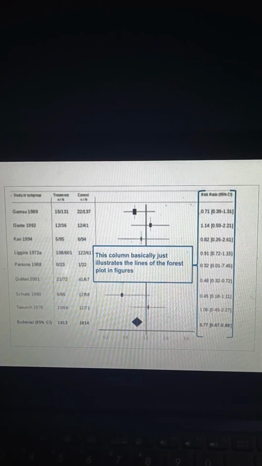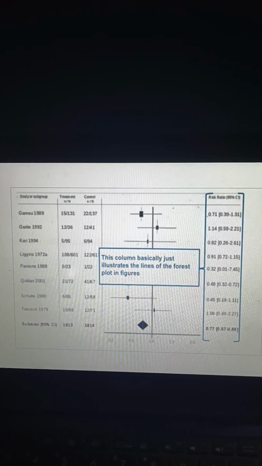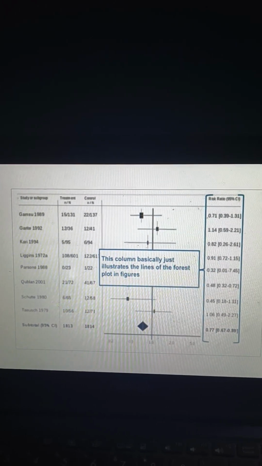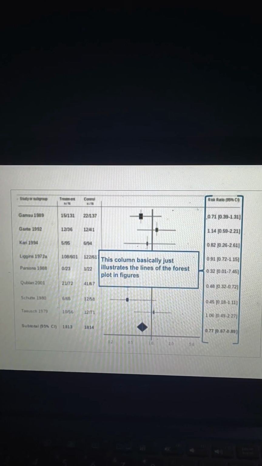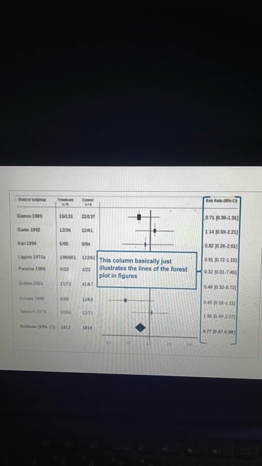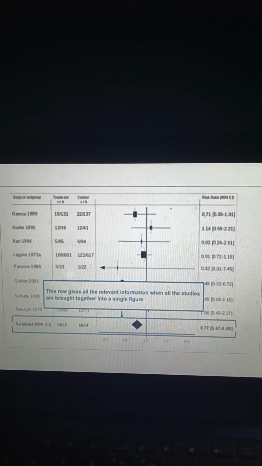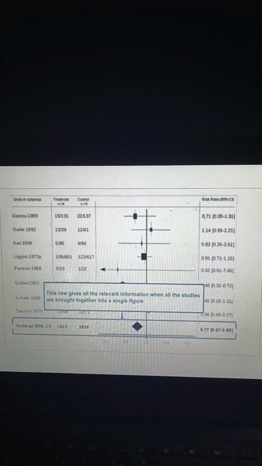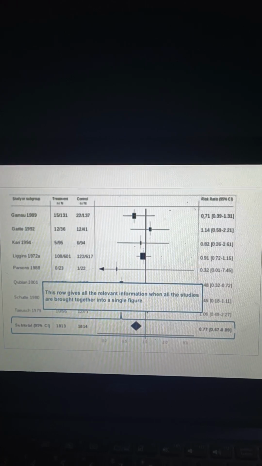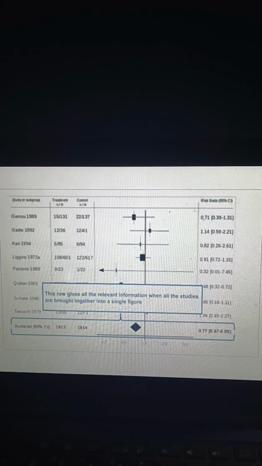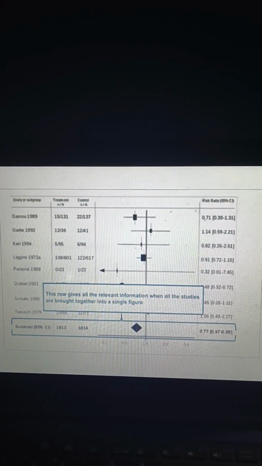Then this picture shows all the same papers and the forest plot. This column basically just illustrates the lines of the forest plot in figures. You can go through different articles to learn more about this, and this row gives all the relevant information when all the studies are brought together into a single figure, which is denoted by the diamond.